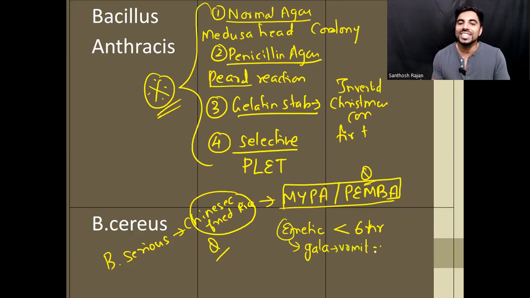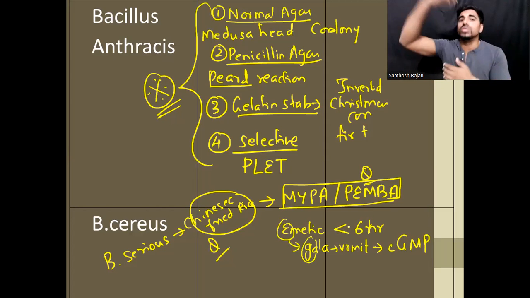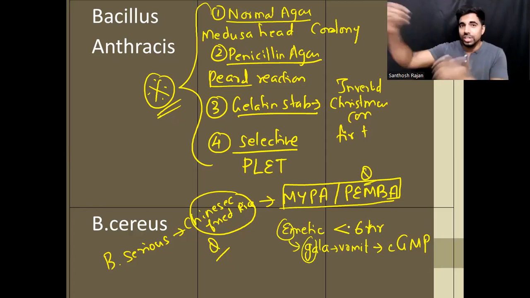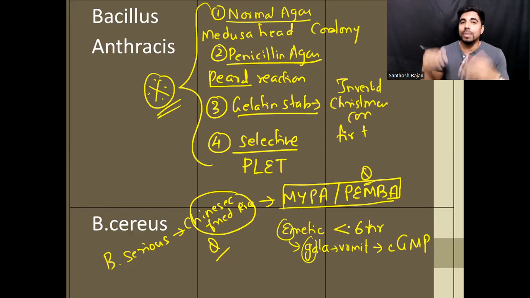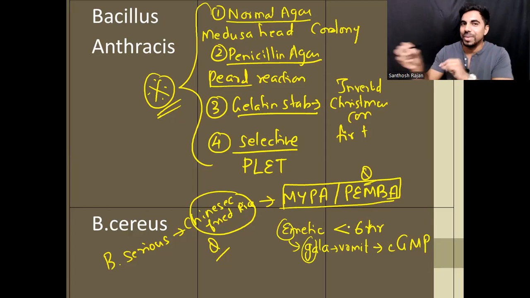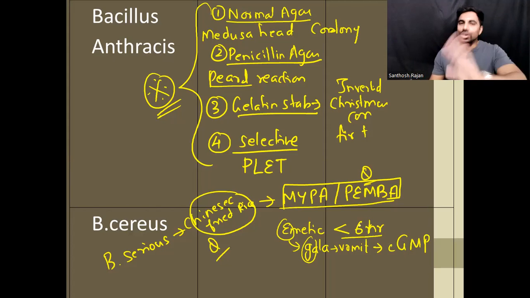That means what is the mechanism? G for cyclic GMP. That's it. Because the other type is the diarrheic type. That's not frequently asked. Even if they ask, that takes 8 to 16 hours to get the diarrheic food poisoning. That is because of eating kebab or whatever. And that is opposite, that is cyclic AMP, because diarrhea goes through anal. So cyclic AMP, A for anal. Here G, G for gala. So vomiting time within 6 hours is this one. And Staphylococcus also within 6 hours.